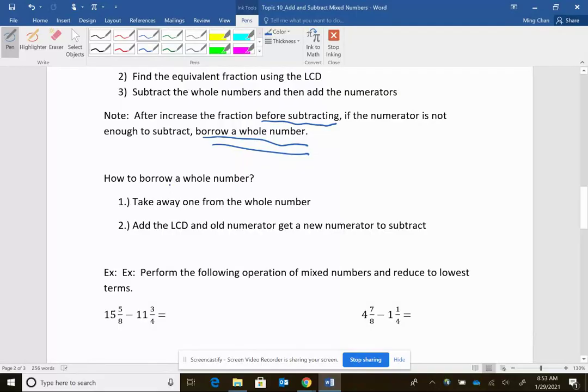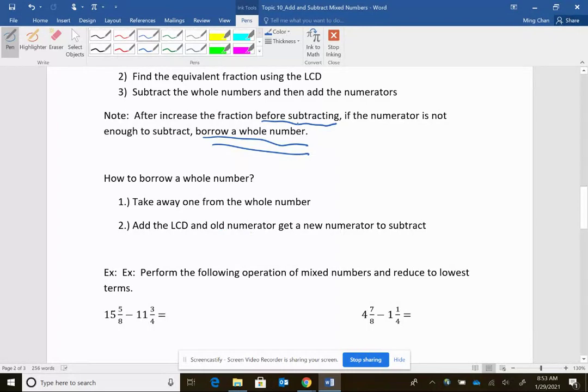These steps on how to borrow a whole number are like a shortcut. If the numerator needs to borrow, you take away one. One means one whole number. You take away one from the whole number. Then you add the LCD that you already found to the old numerator.